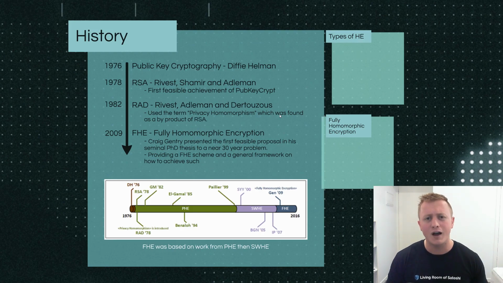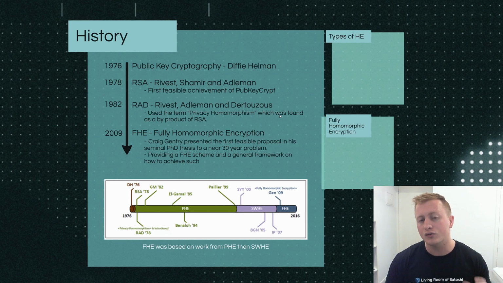Well, in 1976, we were graced with public key cryptography from Diffie-Hellman. Then in 1978, came along RSA, from Rivest, Shamir and Adleman, and it was the first feasible achievement of public key cryptography in the world, and it exists to today. Then very shortly after that, in 1982, came RAD, from obviously Rivest and Adleman of the original RSA protocol.